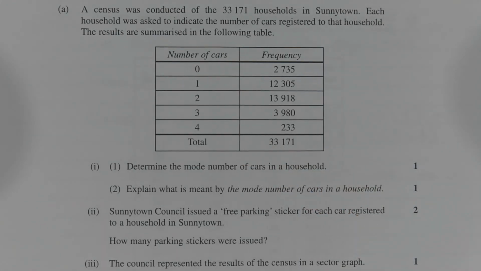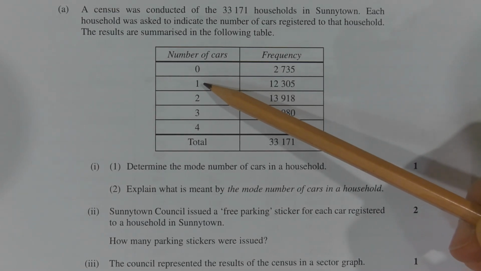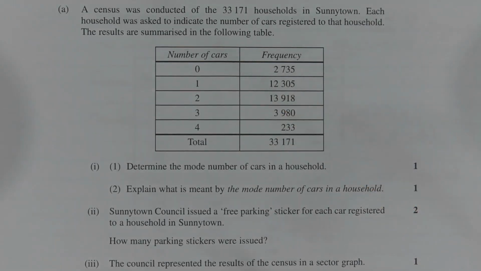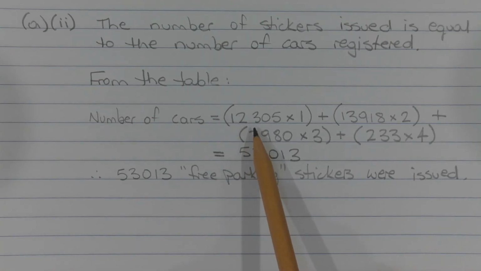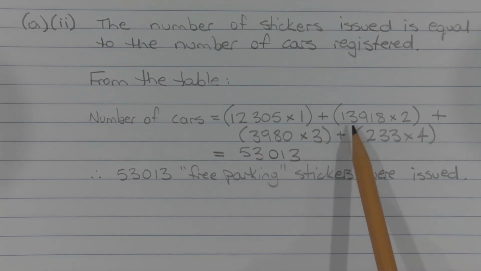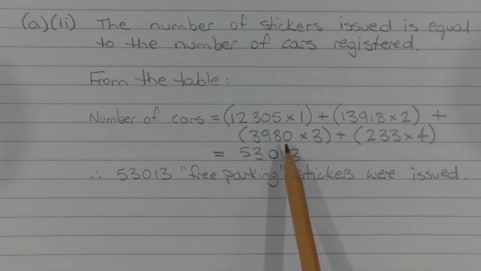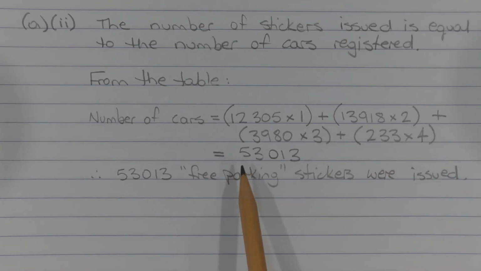So to get the total number of cars registered, we multiply the number of cars by the number of households that have that number of cars registered. So the number of cars is equal to 12,305 times 1 plus 13,918 times 2 plus 3,980 times 3 plus 233 times 4, which equals 53,013. Therefore, 53,013 free parking stickers were issued.